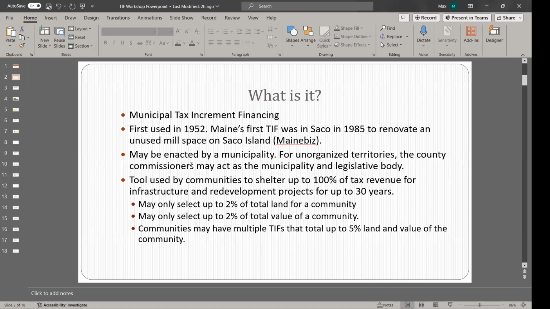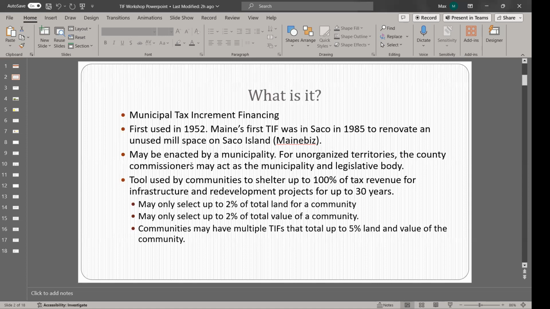And before anyone wants to jump out of their seats and start putting their entire community into it, there are limitations to this. First of all, you can only have up to 2% of a total land area in a TIF district, as well as 2% of the total value of your community. So if your community is worth $100,000 in total, and there's 100 acres, I know I'm lowballing it, then you may only have a single TIF district that only has $2,000 worth of value of your whole community in there, and only 2 acres. But obviously, we're talking about bigger communities, so it's a lot more than you would actually anticipate.